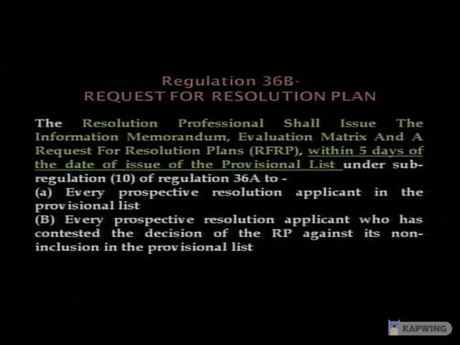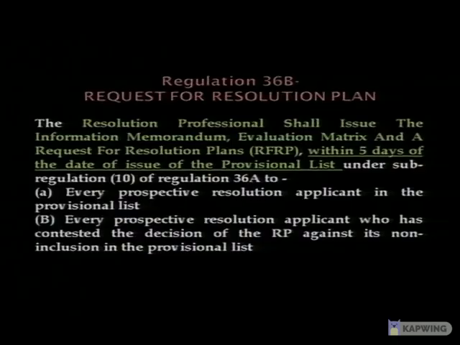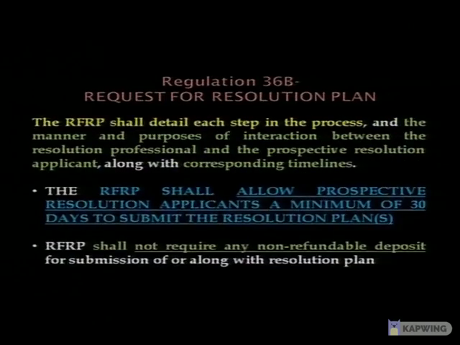The resolution professional would issue the information memorandum, the evaluation matrix, and the request for resolution plan within 5 days from the date of the issue of the provisional list. If you recollect, we discussed earlier when the provisional list needs to be issued. Within 5 days from that issue, the RFRP, the evaluation matrix, and the information memorandum will be issued to every prospective resolution applicant who was in the provisional list, and also to every prospective resolution applicant who has contested the decision of the RP against its non-inclusion in the provisional list.